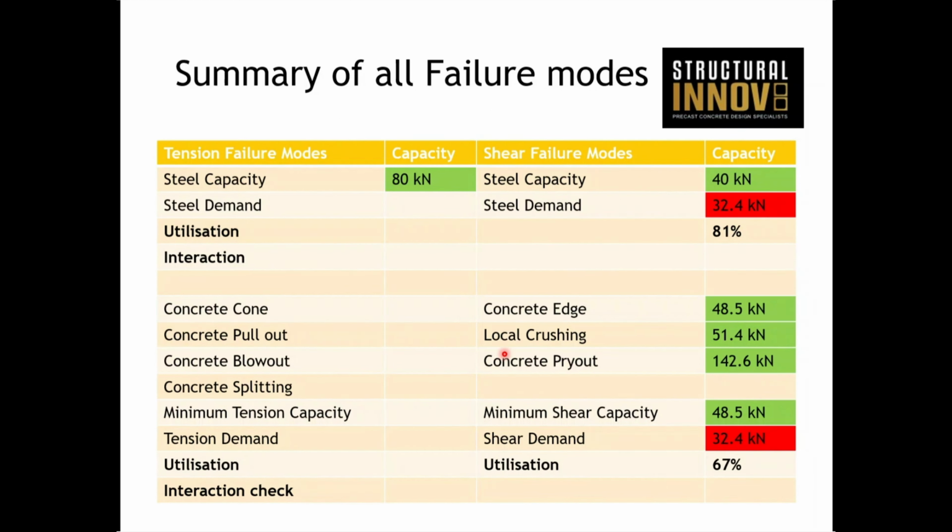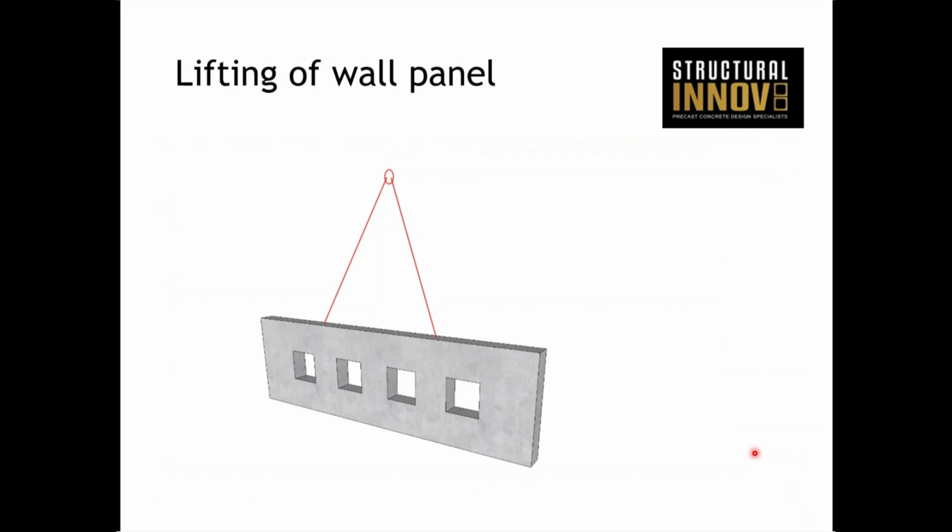So what has happened is our concrete edge failure has changed now. We're not relying on the concrete anymore. We've supplementary steel in there to do that, and we compare that against our demand. We now have 67% utilization. So that checks. And then the last aspect is lifting of the wall panel.